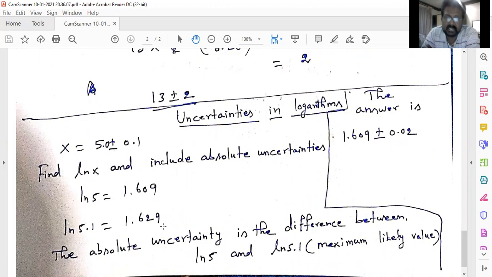Now the absolute uncertainty is the difference between ln 5 and ln 5.1, that is the maximum likely value, which will be equal to 0.02. So the absolute uncertainty in ln 5 is equal to 0.02. So when you write the ln 5 value, it is equal to 1.609 plus or minus 0.02. So in most of the cases, question number 2, this is what will be asked. I think this video will be helpful to you when doing paper 5, question number 2.